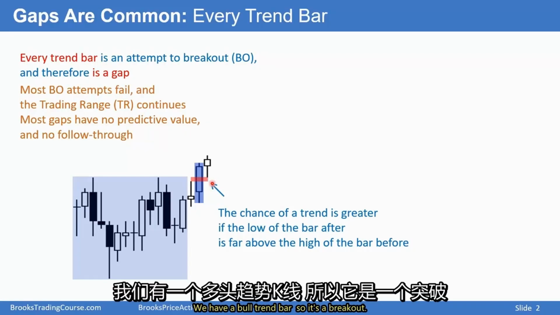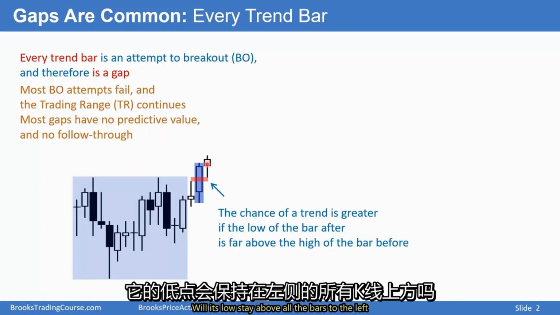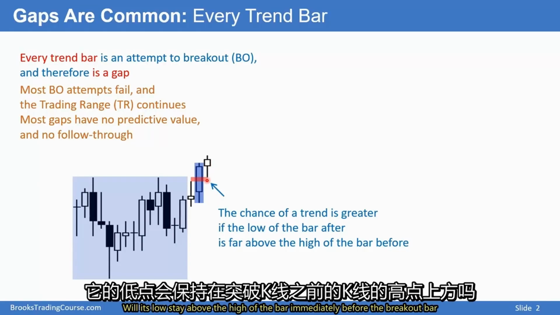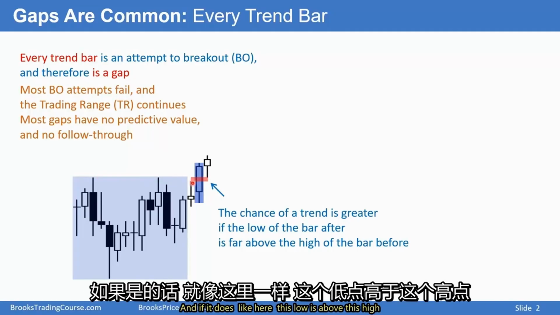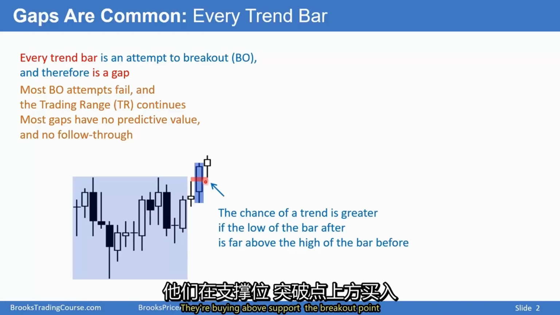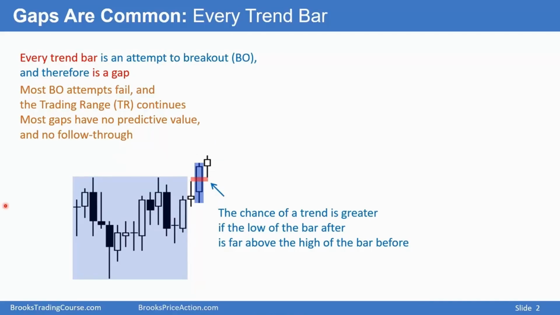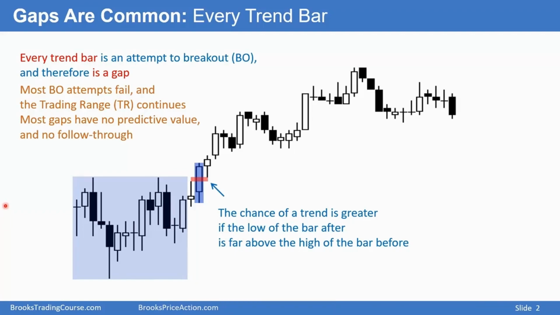Here's a subtle gap. Look at the low of this bar and the high of the prior bar. We have a bull trend bar, so it's a breakout. Therefore, I'm always paying attention to what the next bar does. Will its low stay above all the bars to the left? Will its low stay above the high of the bar immediately before the breakout bar? And if it does, like here, this low is above this high, there's a gap. And that's a sign of strong bulls. They're buying above support, the breakout point, and that increases the chances that we're going to get higher prices. And this is what followed.